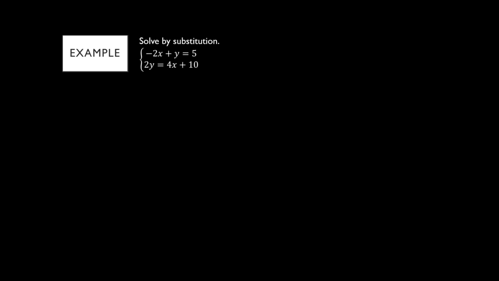Now, I am personally inclined to take the first equation and solve for y. So we have y equals 5 plus 2x when we solve that, because we're adding the 2x to both sides. So now I'm going to plug that into the second equation. The second equation is 2 times y, and y is 5 plus 2x. So it's going to be 2 times 5 plus 2x. This equals 4x plus 10.